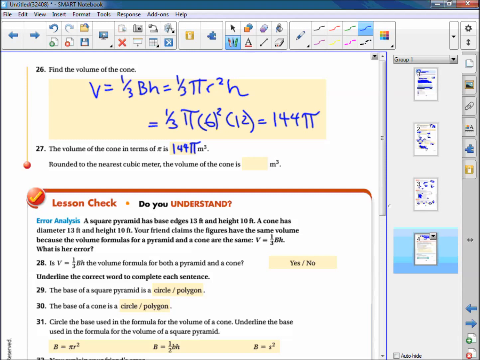So if we type that on our calculator, this is going to make about 452.3893, and so forth. So that'll be about 452 meters cubed. As always, pause your video, try the lesson check yourself, and then come back and see how you did. Okay, welcome back.